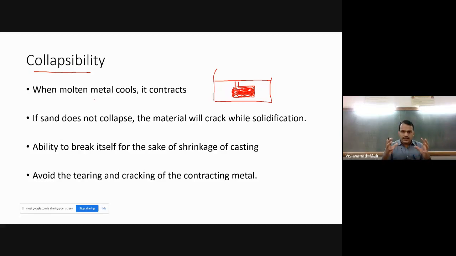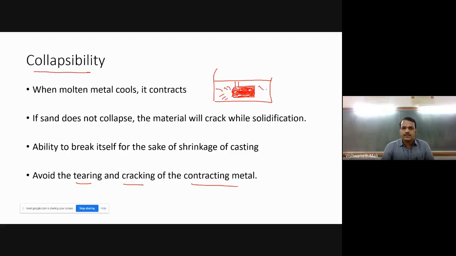Now, when it starts to contract, whatever sand is around it, the molding sand, should not oppose this contracting metal, the contracting part. If suppose it opposes, then what happens? It may produce tearing and cracking defects in the contracting metal. So this is contracting, and the molding sand should allow this metal to easily contract. Right? Meaning, it should collapse.